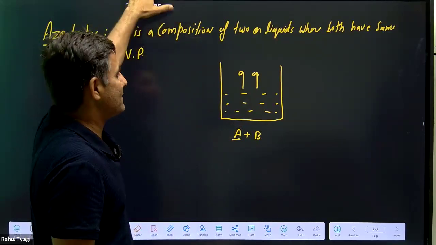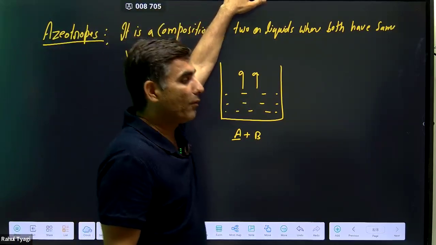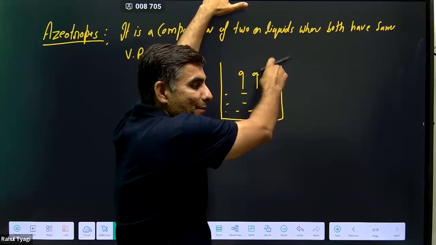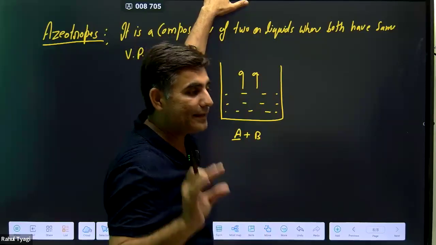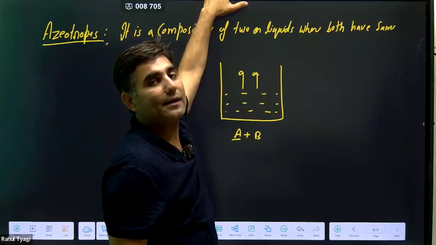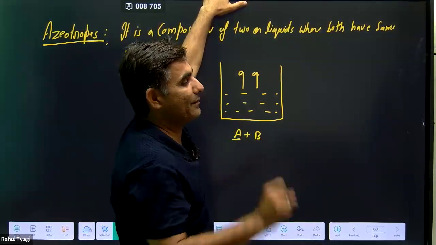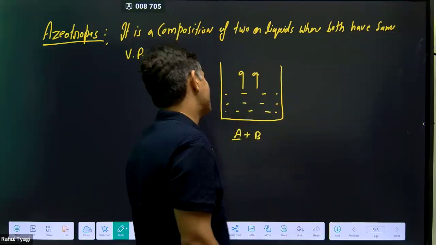Another definition I can say: it is a composition where the mole fraction in liquid state and mole fraction in vapor phase are the same. Third definition: it is a mixture that cannot be separated by simple distillation. All tell the same thing.